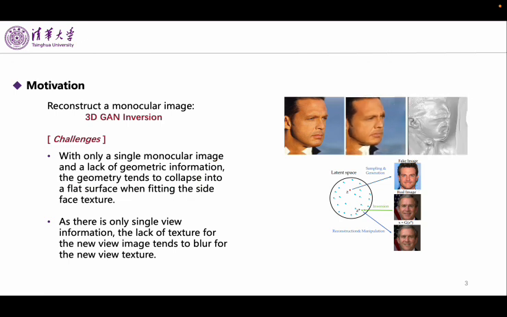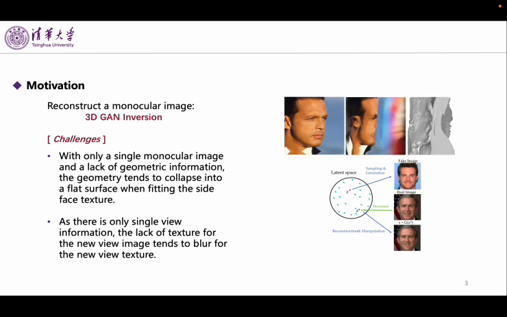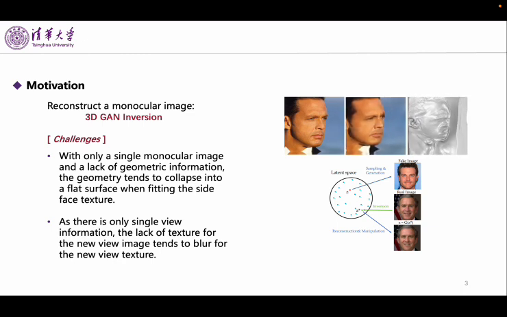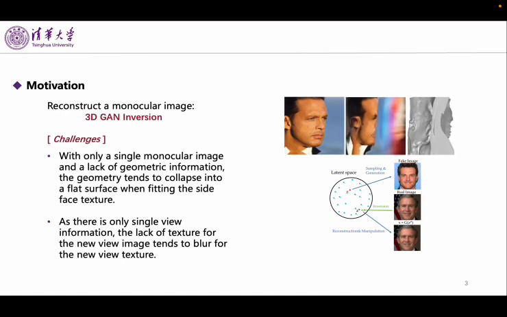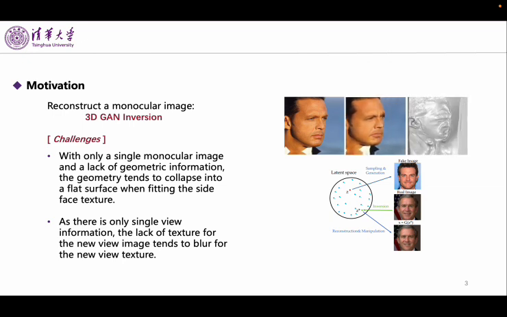Our goal is to achieve 3D GAN inversion, which means we want to reconstruct a monocular image in the 3D GAN generator. However, there are several challenges to solve. First, with only a single monocular image and a lack of geometric information, the geometry of the reconstructed object tends to collapse into a flat surface. When fitting the side face texture, it will be even worse. We can see the video here.